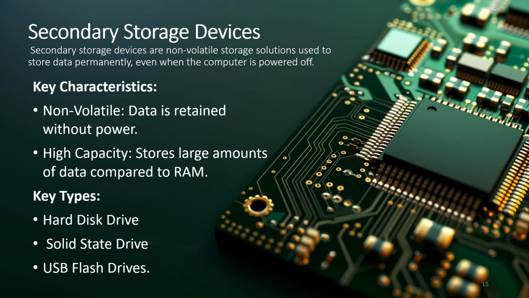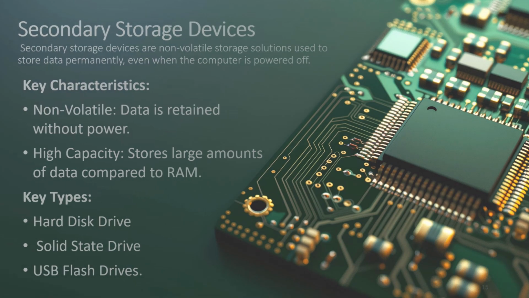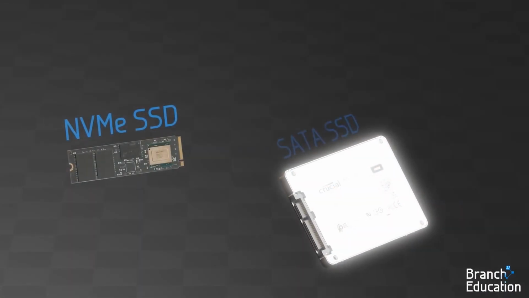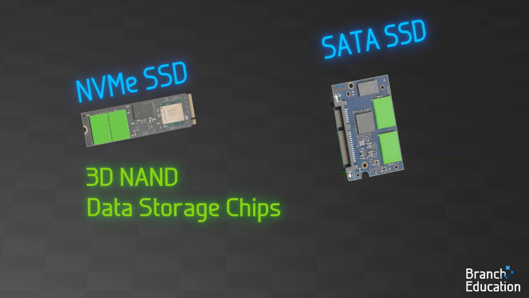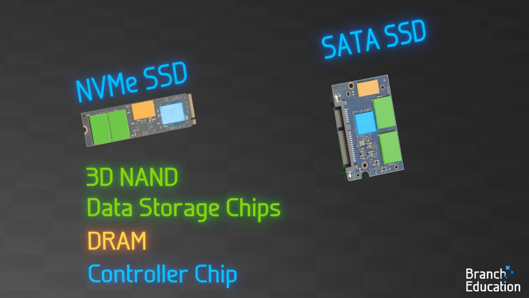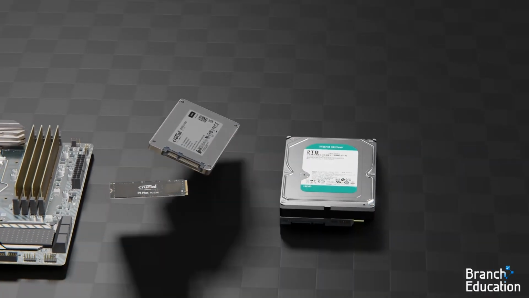The major types of secondary storage devices in use these days are the hard disk, which uses magnetic technology, the solid state drives, and the USB flash drives. They both rely on the same technology. There are two types of SSDs, the SATA SSD and the newer one, known as the NVMe SSD. The NVMe SSD is directly connected to the motherboard.